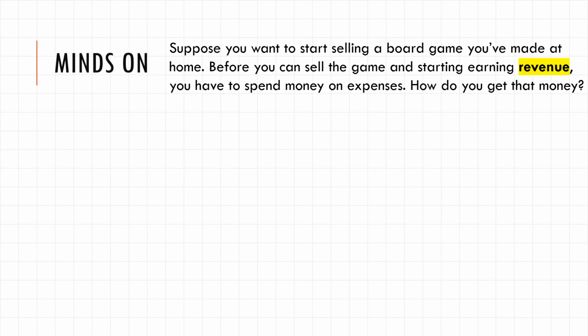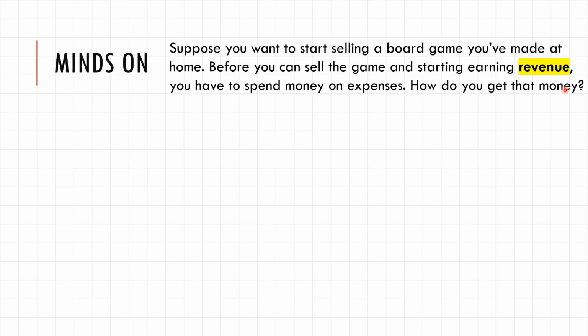So to get started in this unit, suppose that you want to start selling a board game that you've made at home. Before you can sell the game and start earning revenue, and revenue is of course the amount of money that you make, you actually have to spend money on expenses. You have to produce your game. You have to manufacture it. How do you get that money? Well, you can't sell your game before it's made. So how do you start getting the money to actually produce the game for you to sell? It's kind of like a vicious cycle happening here, right?